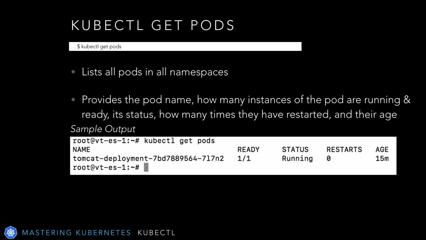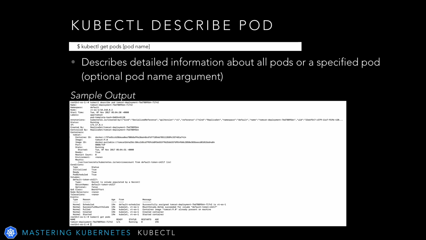If we'd like to get more detailed information on a pod or pods, we can use the kubectl describe pod command. If you don't provide this command a pod name, it will provide detailed information on every pod in the namespace in the cluster. If you optionally provide the name of a pod, it'll only provide data on that specific pod.